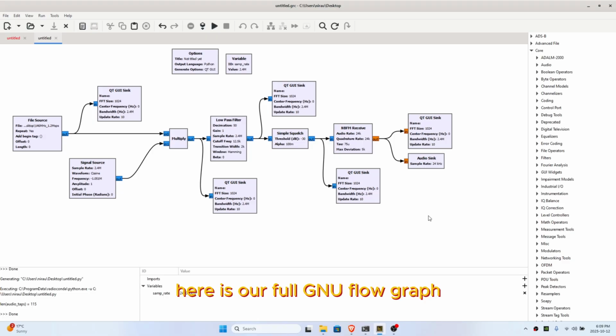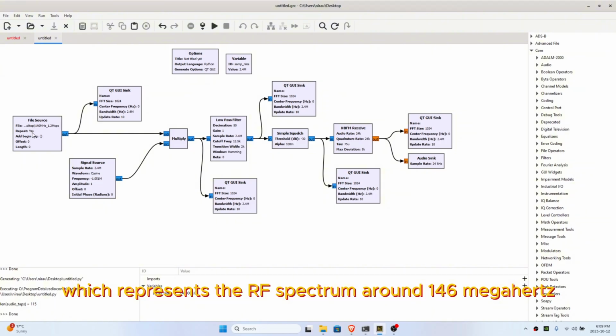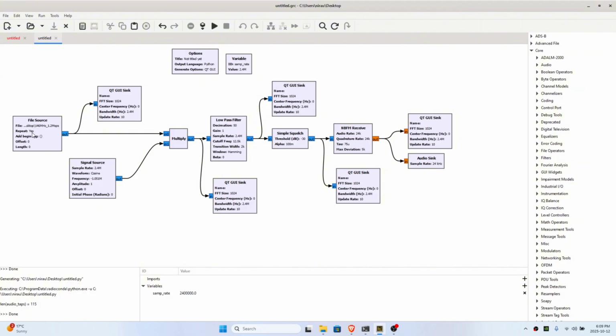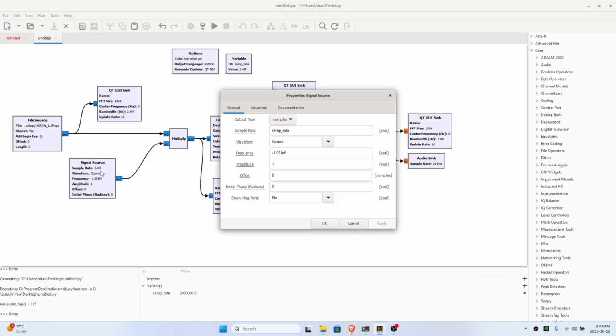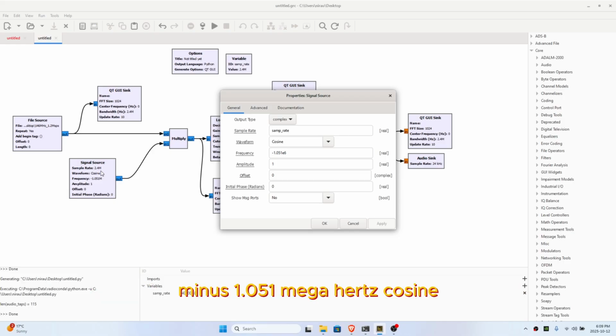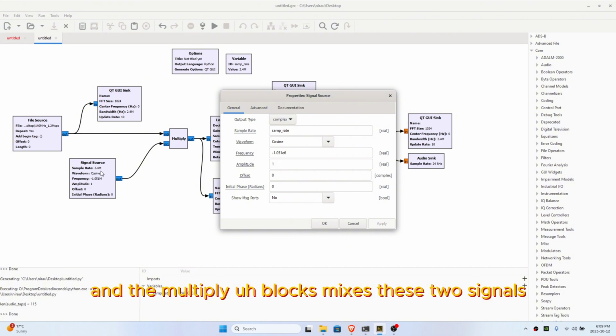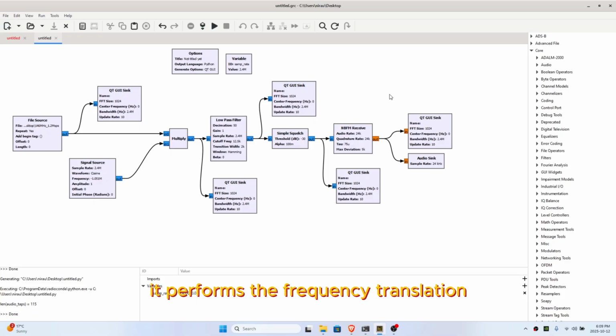Here is our full GNU Radio flow graph. The file source block reads the data samples which represent the RF spectrum around 146 MHz. Because the target signal was offset from the center frequency, we added a signal source producing a minus 1.051 megahertz cosine. This is our local oscillator, and the multiply block mixes these two signals. It performs the frequency translation, effectively bringing the desired signal to baseband.